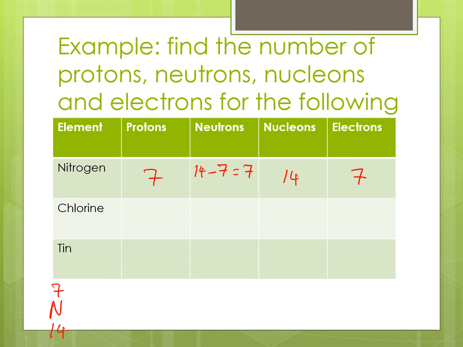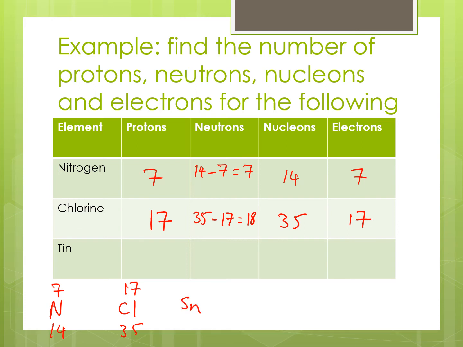Chlorine looks like this: 35 on the bottom, and then 17 on the top. So we have 17 protons. Neutrons is the mass minus the number of protons, which gives us 18. The number of nucleons is our mass, 35, and the electrons will be 17.